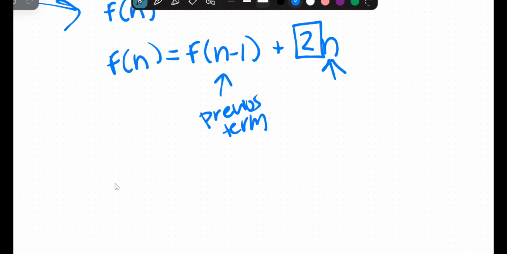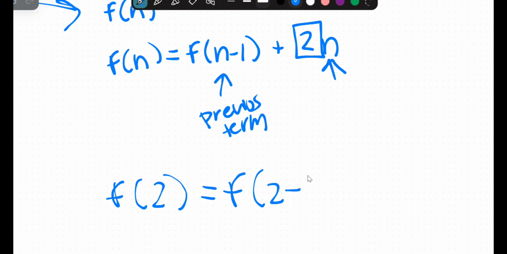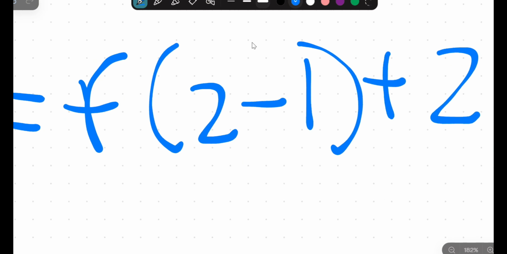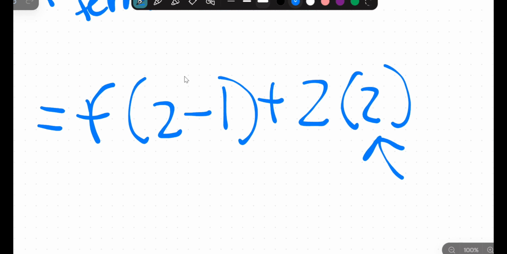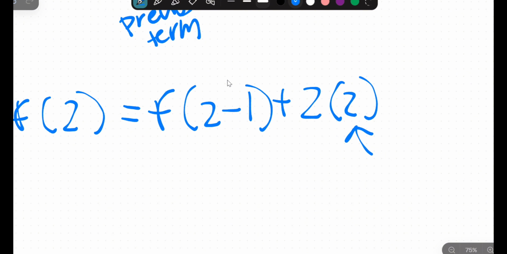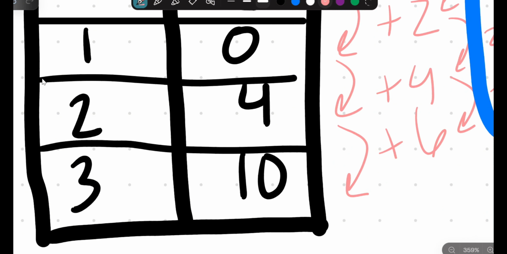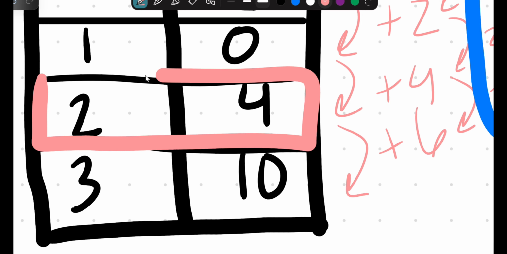If that's a little confusing, let me plug some values in. Let's say we have f of 2 is equal to f of 2 minus 1 plus 2 times 2. The reason I'm using 2 is just because it's simple, but I'm plugging in 2 for every n because that is the term number that I'm going to use. This is the second term. So we plug that in for every n. Now, I can actually go back to the table and check it out. I can see that when my term number is 2, I get out 4.